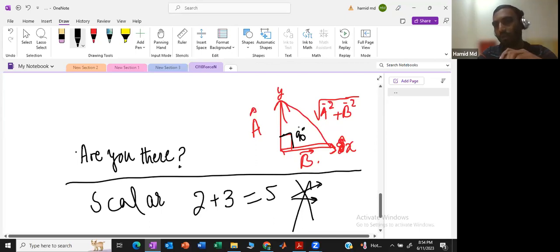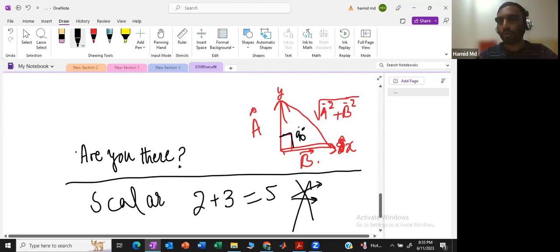So will you tell me what the difference is between distance and displacement? Distance is the path length an object takes, and displacement is the shortest distance between two points, right? And distance is the path length an object takes between two points.